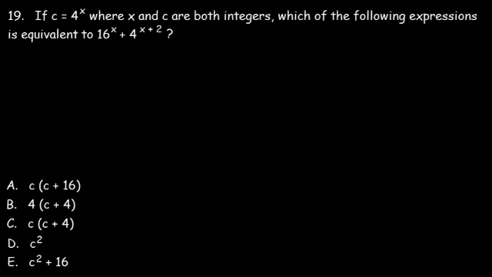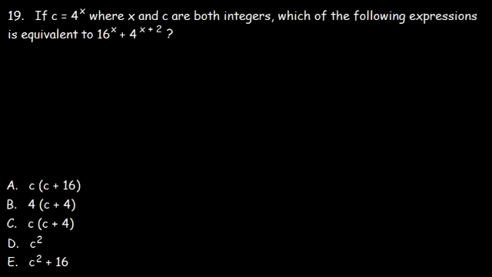19. If c is equal to 4 raised to the x, where x and c are both integers, which of the following expressions is equivalent to 16 raised to the x times 4 raised to the x plus 2 power? So, how can we do this? If we look at our answer choices, everything is in terms of c. So somehow we need to exchange x for c. So we need to do some algebra here.